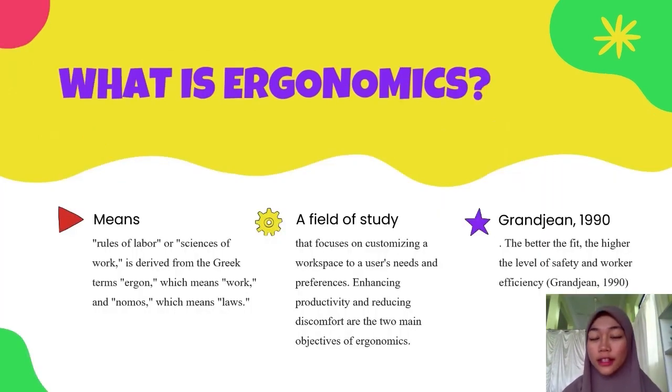Next, what is ergonomics? Ergonomics, which means rules of labor or sciences of work, is derived from the Greek terms ergon, which means work, and nomos, which means laws. Ergonomics is a field of study that focuses on customizing the workspace. Enhancing productivity and reducing discomfort are two main objectives of ergonomics. From Grandjean, 1990, the better the fit, the higher the level of safety and worker efficiency.